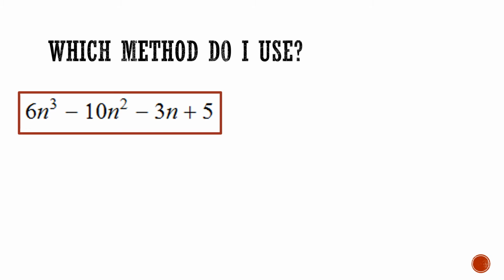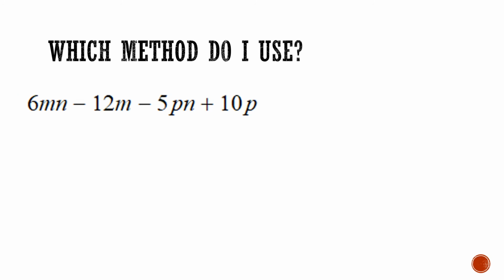Well, 3 only has factors of 1 and 3. 3 doesn't go into 5, 3 doesn't go into 10. So they do not have anything in common, and there are 4 terms, so I would use grouping for this problem.